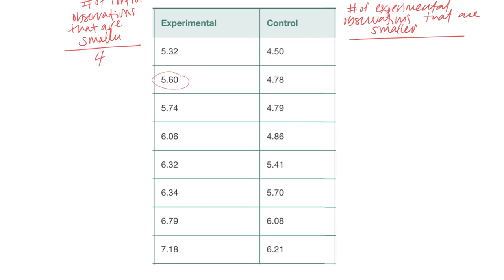Then let's look at the next one, 5.60. How many are smaller than it? 1, 2, 3, 4, 5 are smaller than 5.60. So we'll put 5 here in this row. And we're going to keep doing the same thing. So 5.74, 1, 2, 3, 4, 5, 6. 6 of them are smaller than 5.74. And then 6.06, 1, 2, 3, 4, 5, 6, still 6.